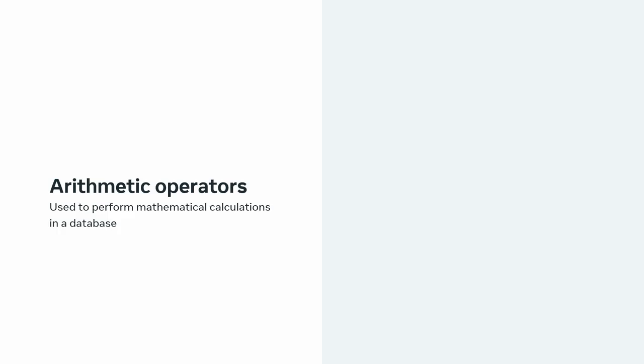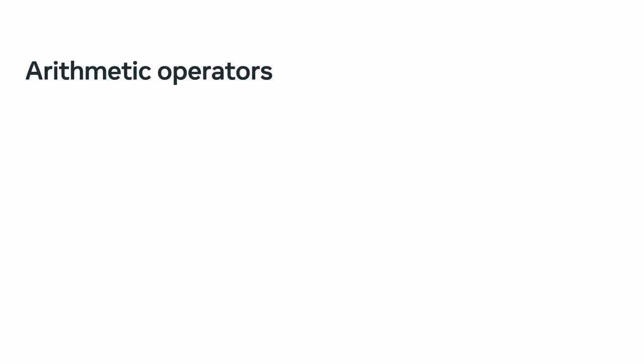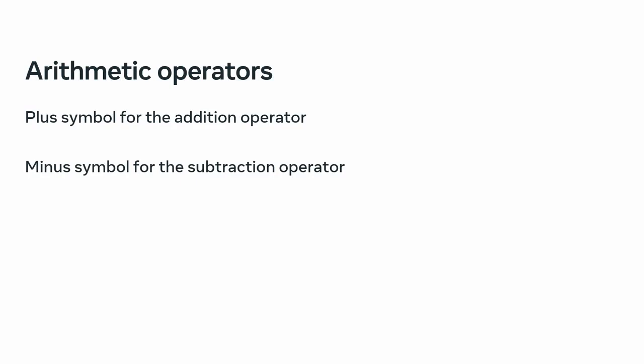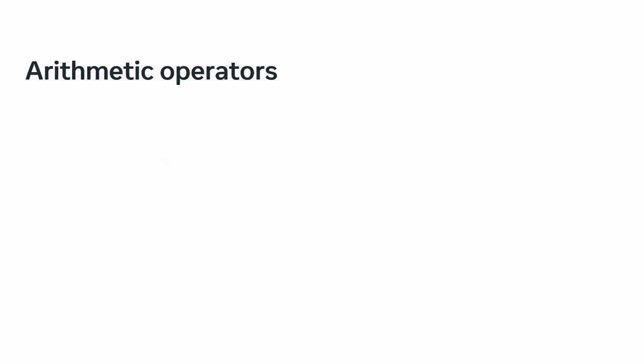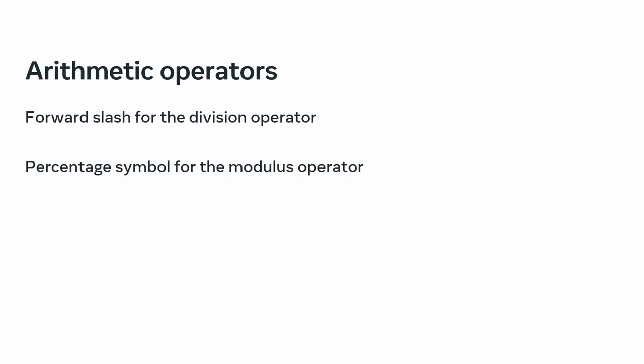Much like common arithmetic operators in mathematics, you can use arithmetic operators in SQL to carry out mathematical operations in a database. The SQL arithmetic operators and their symbols are plus for addition, minus for subtraction, an asterisk for multiplication, / for division, and percentage for modulus, which provides the remainder value of a division calculation.